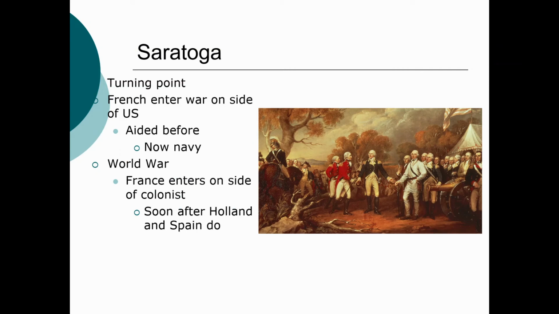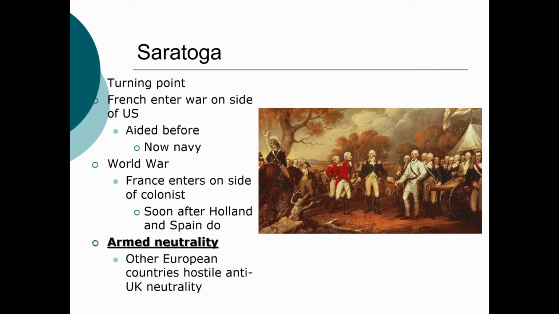France will enter on the side of the colonists. Soon after, Holland and Spain will do this also. They want to humble Britain. Even the countries that will remain neutral will form a group called Armed Neutrality. This will be led by countries like Russia and some other countries. They're going to be very hostile to the British. So even though they're neutral, it's armed neutrality. It's not very neutral.